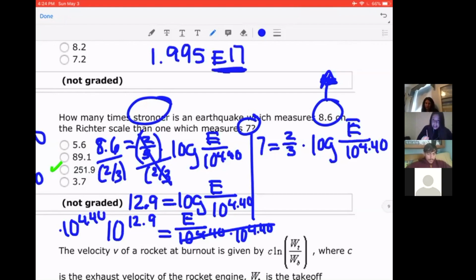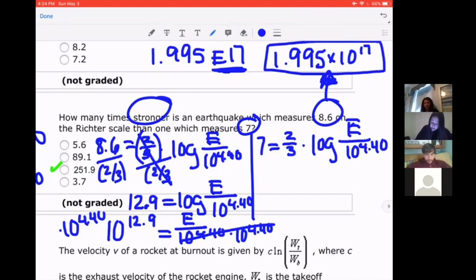Remember, this is scientific notation. All right. So that means 1.995 times 10 to the power of 17. All right. So that's what that means. So I'm going to leave it like that because we don't have to worry about it until the end when we go to compare. All right. So that's the strength of my first earthquake. That's 8.6. Now let's find the strength of my 7 earthquake.